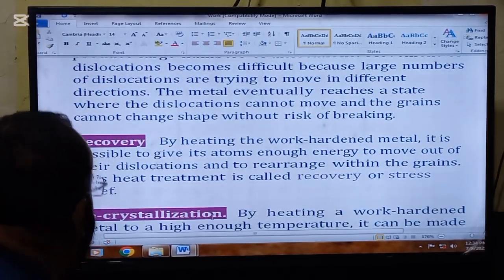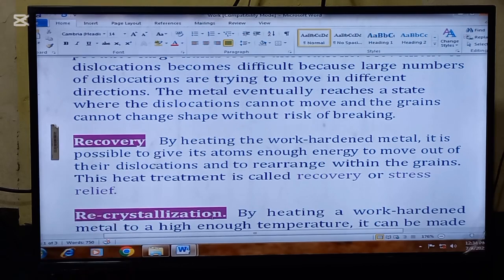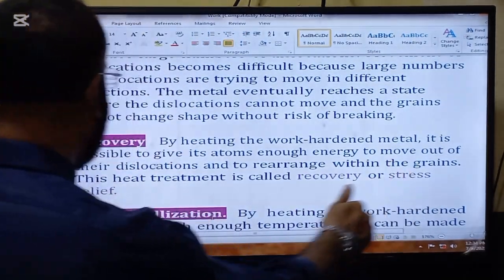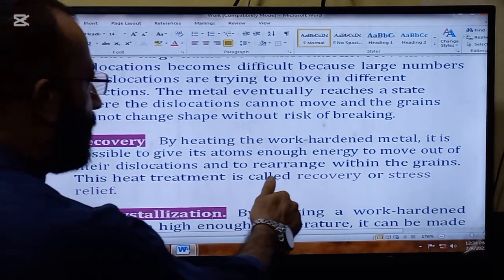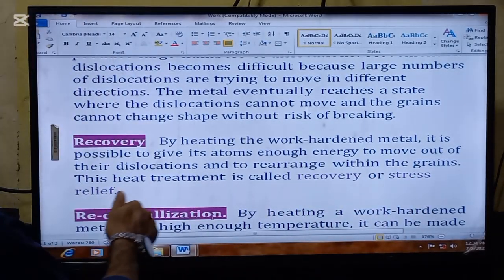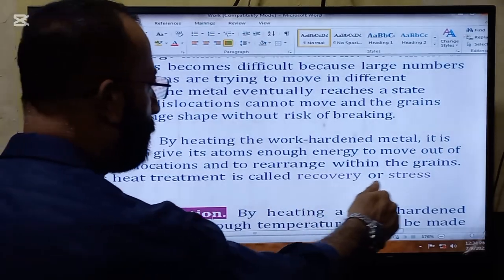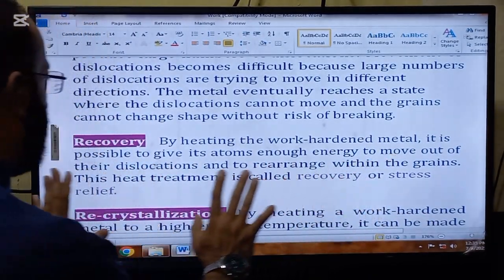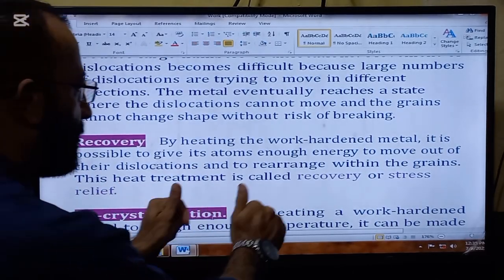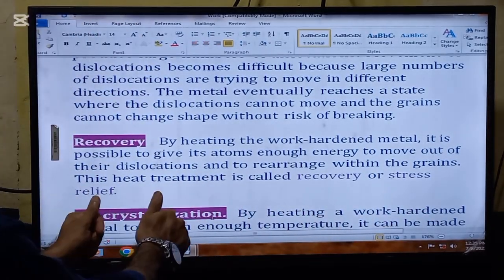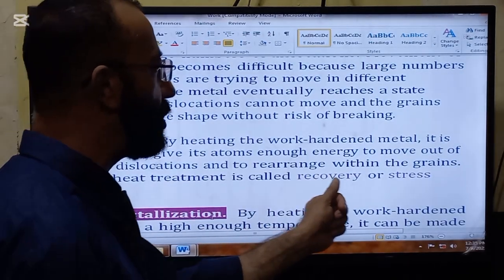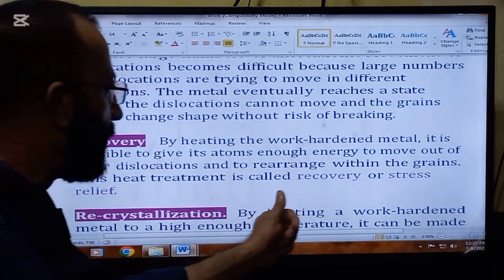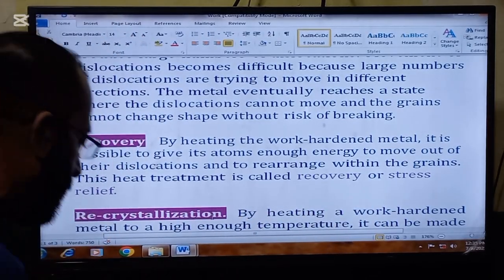Next thing that we are going to read is recovery. By heating the work hardened metal, it is possible to give its atoms enough energy to move out of their dislocations and to rearrange within the grains. This heat treatment is called recovery or stress relief.